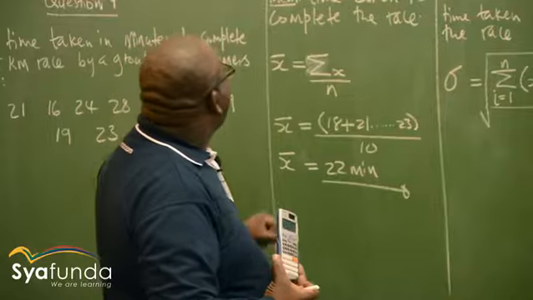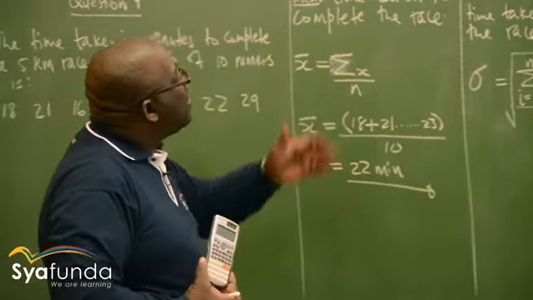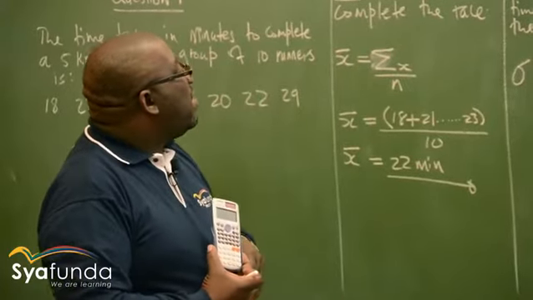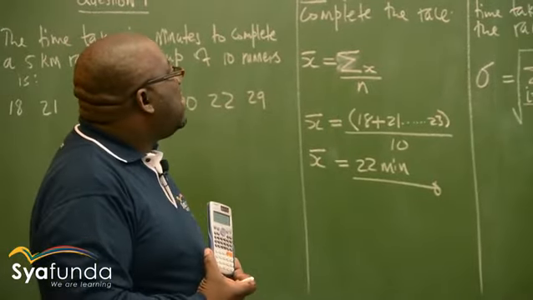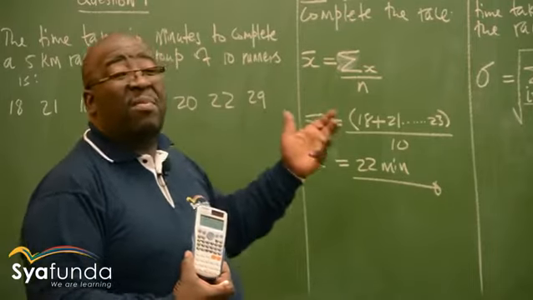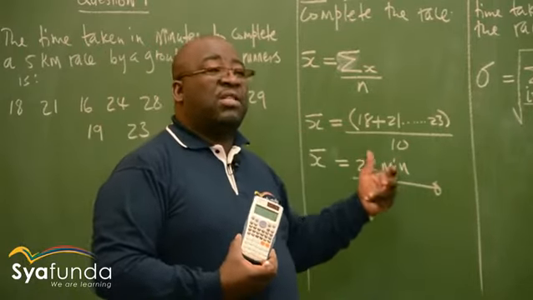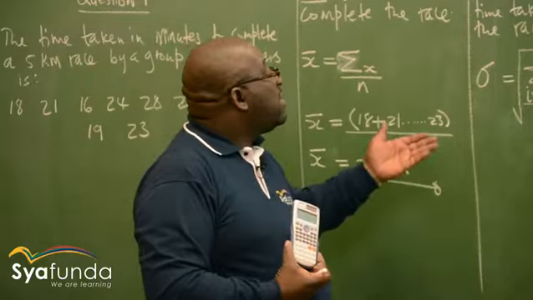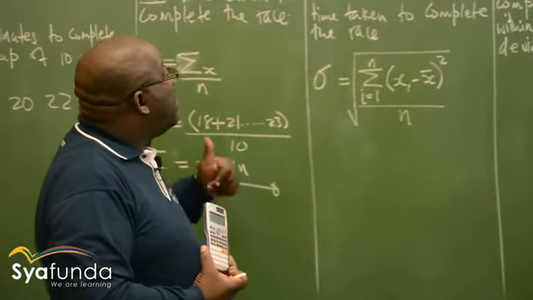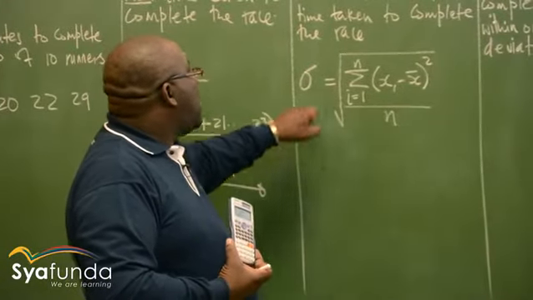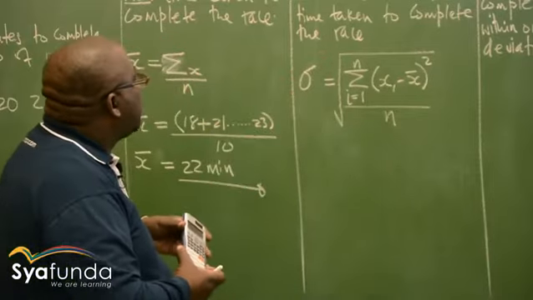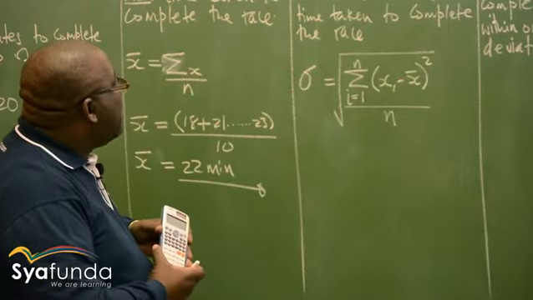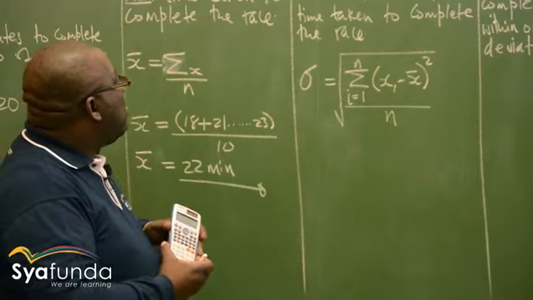Let's move on. Calculate the next one, 9.2. Calculate the standard deviation of the time taken to complete the race. Remember, when they ask you about the standard deviation, you go back to your data sheet, it gives you the formula. This is the formula to calculate the standard deviation. If it is squared here, then there is no square root sign. If it is squared, right. That is the time taken to complete the race.